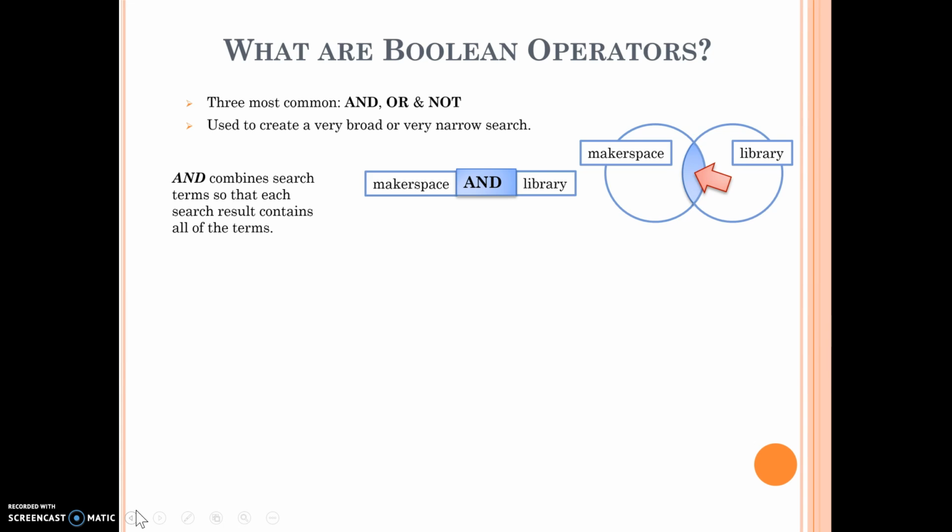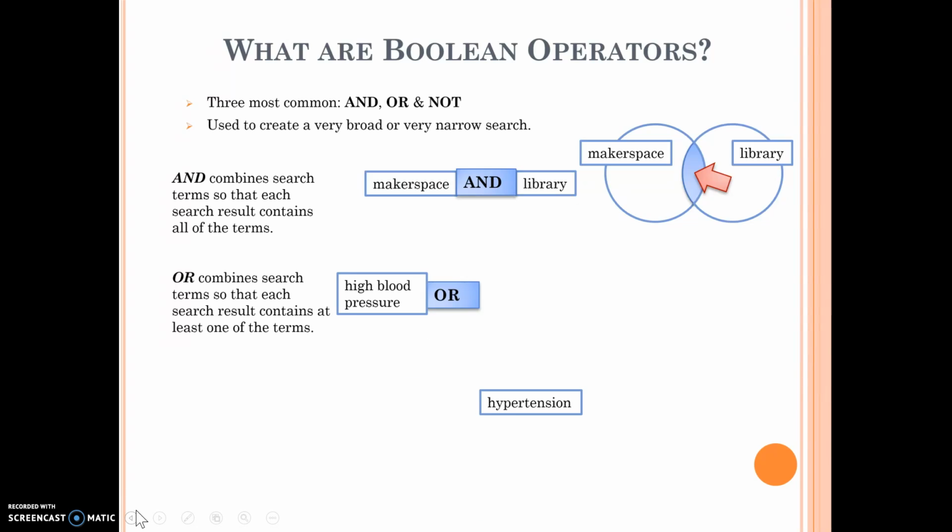The Boolean operator OR combines search terms so that each search result contains at least one of the terms. For example, if I want to find articles on high blood pressure, I would need to consider a term or terms that have similar meanings such as hypertension. I will type in the terms high blood pressure or hypertension by capitalizing the word OR. This will help me find results that contain either high blood pressure or hypertension.